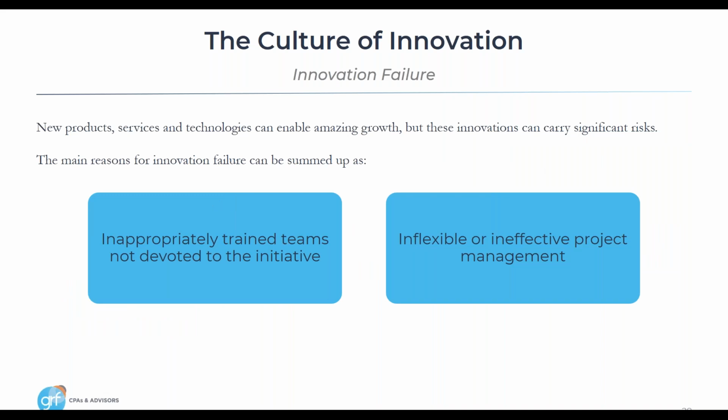So let's say now you're like, okay, we're convinced we're going to put digital transformation into our strategy. We're going to do this. Well, guess what? Your innovation can fail. Sorry. There are countless stories of organizations that went to implement something, lost a bunch of money, and it didn't end up working. They're trying to close the books and it takes even longer. And so that's something else to really think about: project management. So inappropriately trained teams, not devoted to the initiative, or just inflexible or inefficient project management.